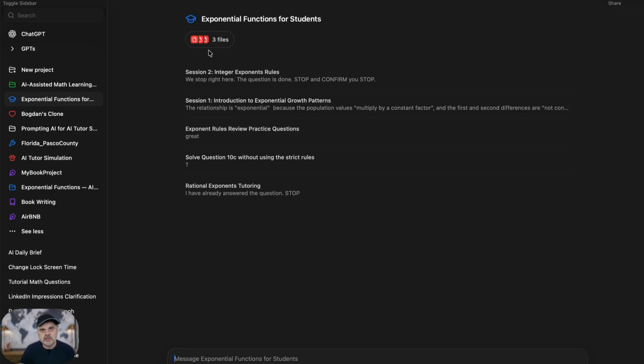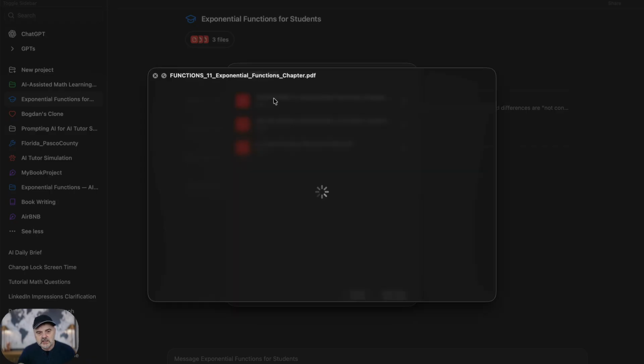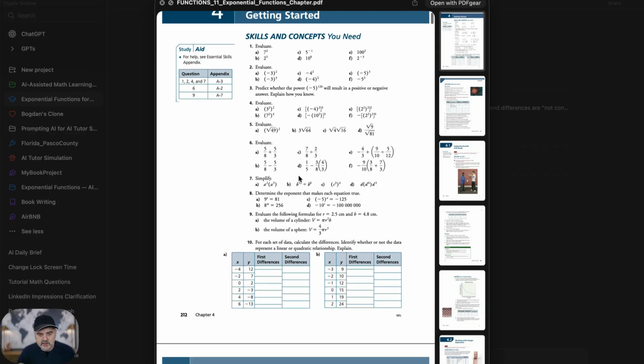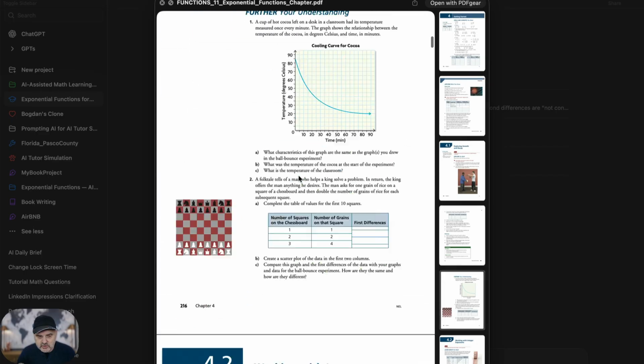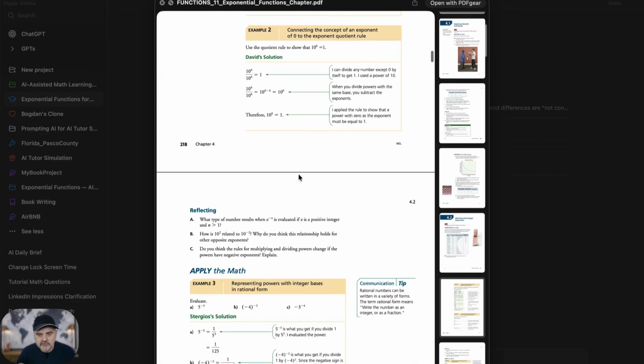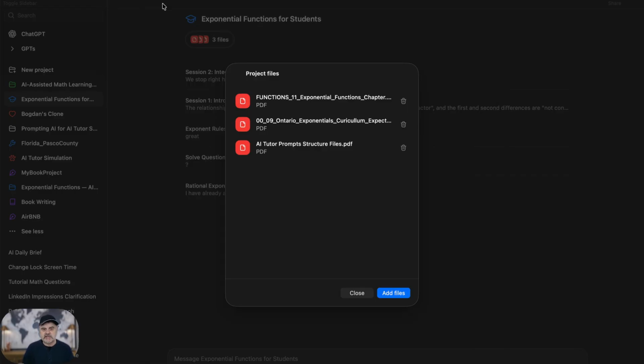But before we dive into the session, we want to make sure that you have added files to the project to keep the same consistent context throughout the entire unit of study. As an example, I have included the following file, the entire chapter on exponential functions that we will be using for creating videos on exponential functions for this particular course. So that's the one contextual data.